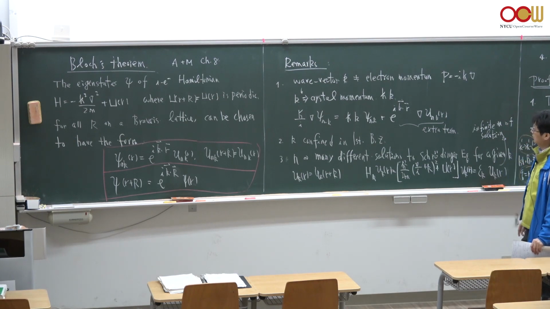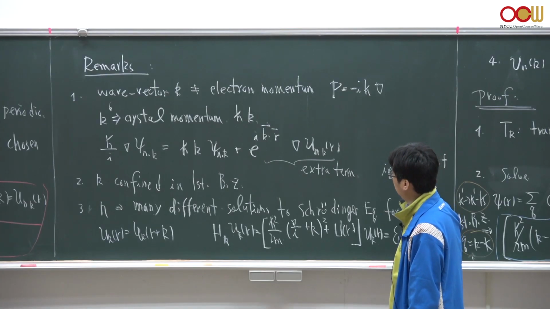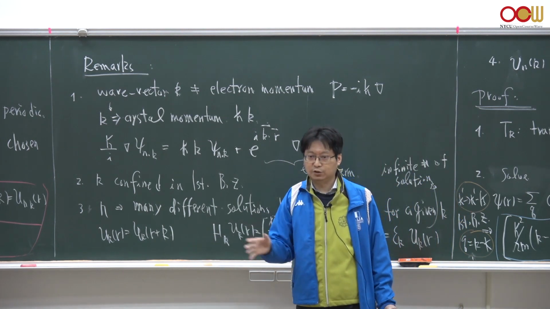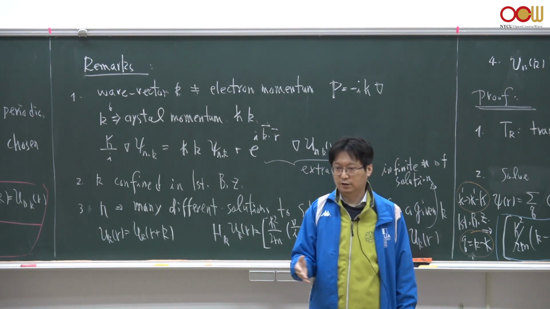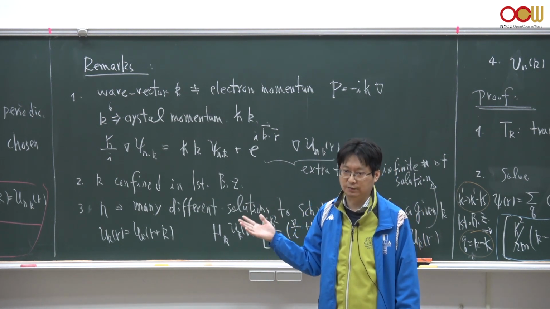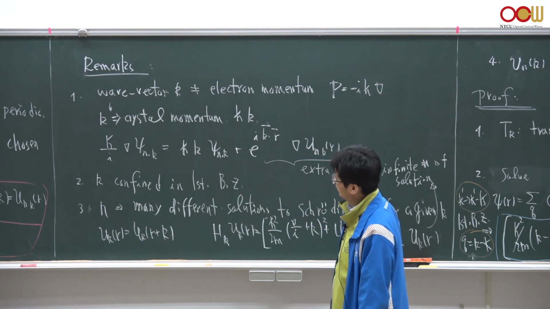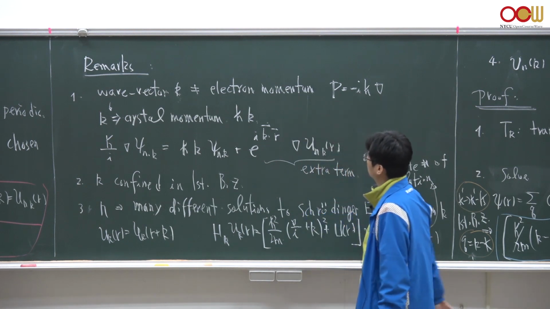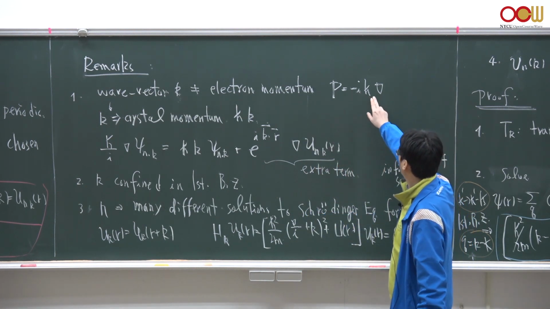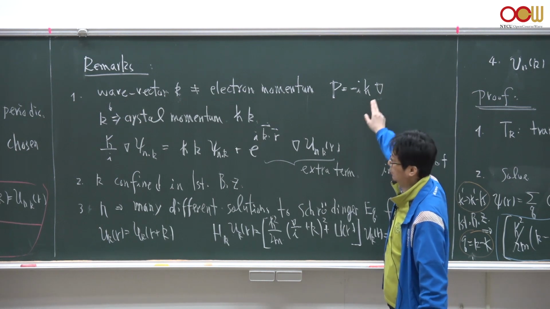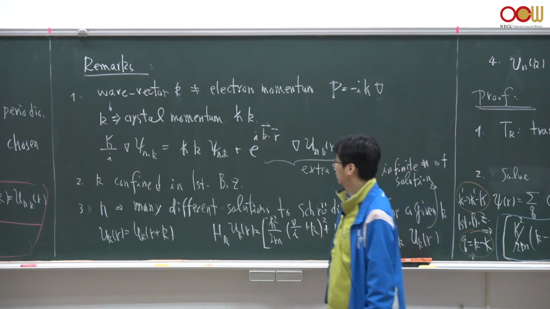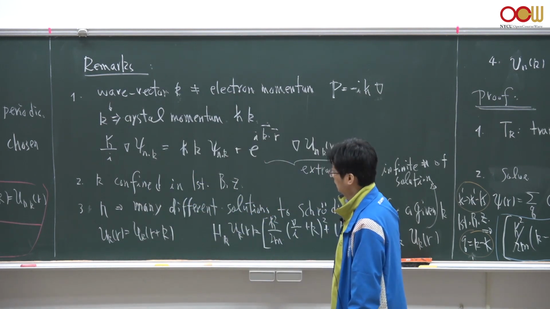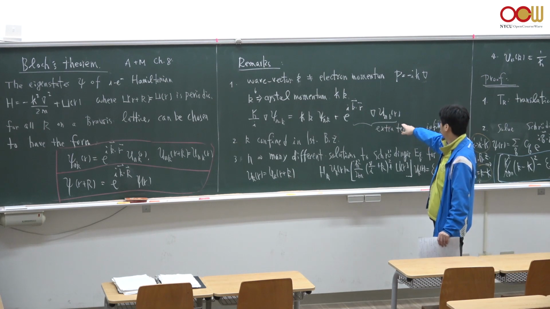Remark number one is that the wave vector k is not identical to the electron momentum. Remember, in the free electron gas problem, k is proportional to the momentum, but under a periodic potential, this lattice wave vector k is not identical to the electron momentum, which is minus i h bar gradient of the wave function. The reason is that if you simply take the gradient of the wave function under such a Bloch theorem, you get an extra term.